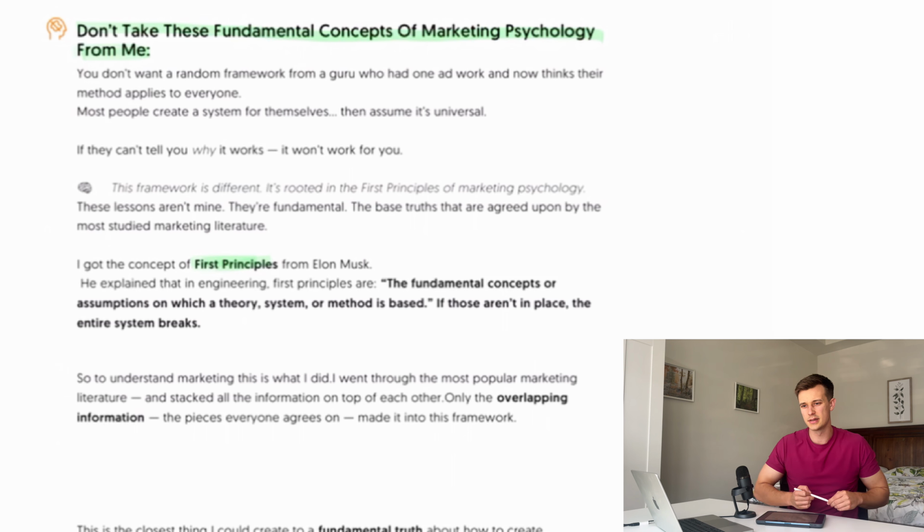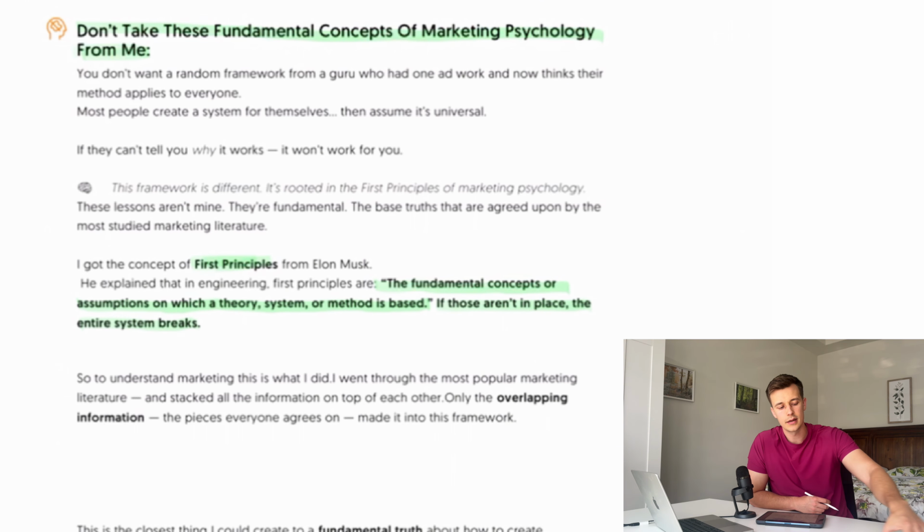I watched a video of his going through the Tesla factory, and he said what he does when he has a problem is he breaks it down into first principles. And first principles are the fundamental concepts or assumptions on which a theory, system, or method is based. If these aren't in place, the entire system breaks.